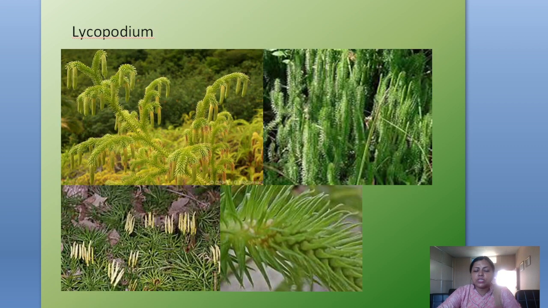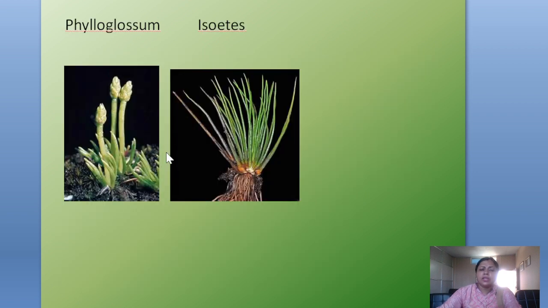I can show you some pictures. See, this is the picture of Lycopodium, different members. You can see the leaves, very small. And what is the arrangement of the leaves? Here it is arranged in some whorls. Different species of Lycopodium are available. And this is the picture of Phylloglossum. It looks a little bit like it has fleshy types of leaves.